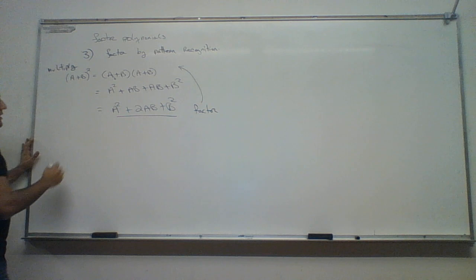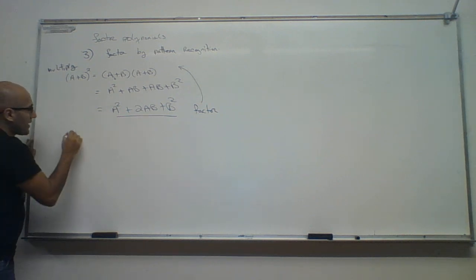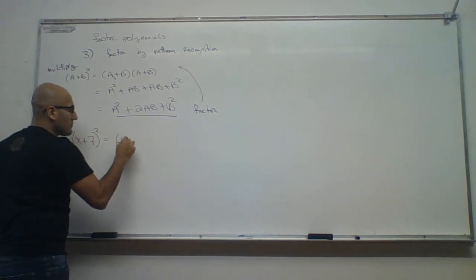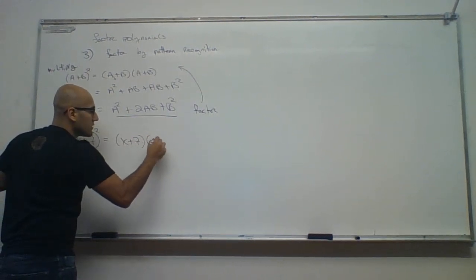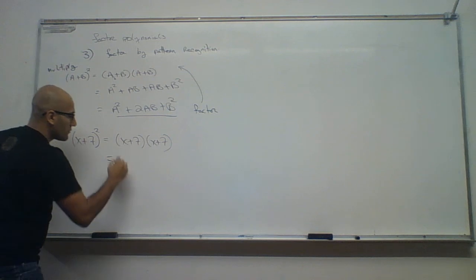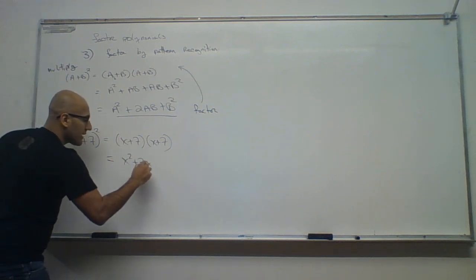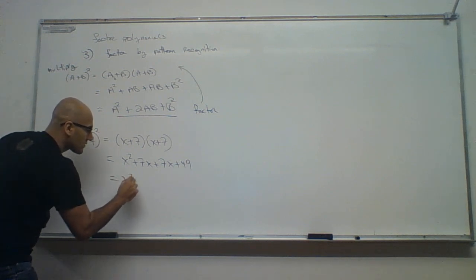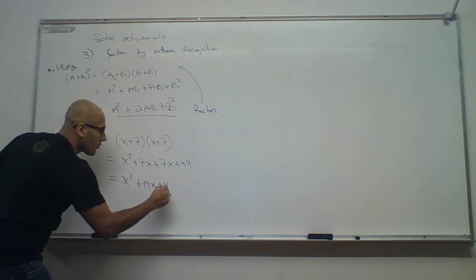So for example, let me give you some numbers in here. How about if we had something like x plus 7 squared? All right, well, we know that that's going to be x plus 7 times x plus 7. FOIL that whole thing out, we get x squared plus 7x plus another 7x plus a 49, which is equal to x squared plus 14x plus 49.